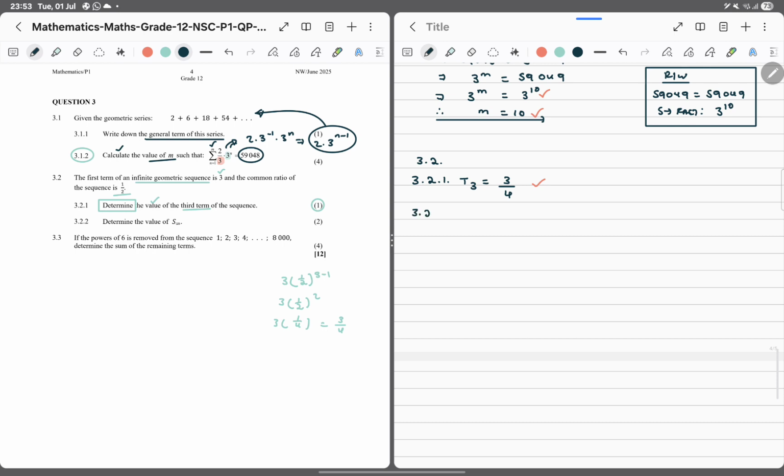And then we've got 3.2.2. It says determine the value of the sum to infinity. That's easy. Sum to infinity is a over 1 minus r, because r is a proper fraction. So sum to infinity here, a is 3 divided by 1 minus a half. So therefore sum to infinity is going to be, this is a half flip, it's going to be 2 times 3, which is 6. Again, you can use the calculator to get your business sorted.